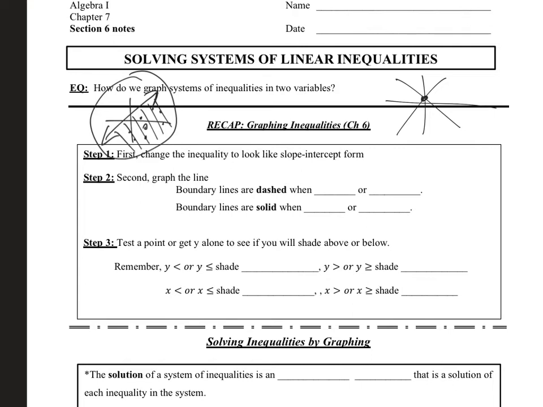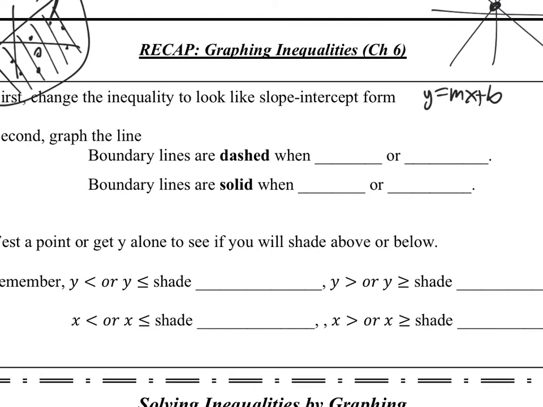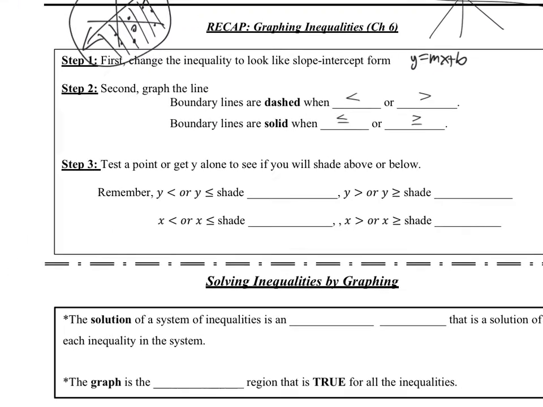Okay. So let's recap. So step one is to make the inequality look like slope-intercept form, which is y equals mx plus b. All right. And then second, graph the line. It says boundary lines are going to be dashed when, so we have less than, so what are the options? Less than, greater than, less than or equal to, or greater than or equal to. When are they dashed? Well, they are dashed when it's not equal to. So it's just going to be less than or greater than. It's going to be when it's dashed. Okay? That means when they're solid, it's going to be when it's equal to, which is going to be less than or equal to or greater than or equal to. All right. Cool. Doing well so far.